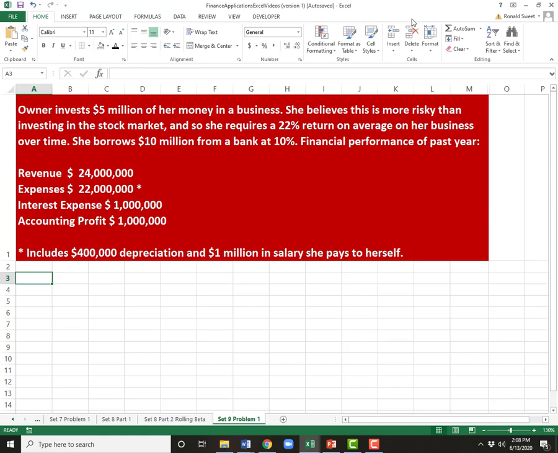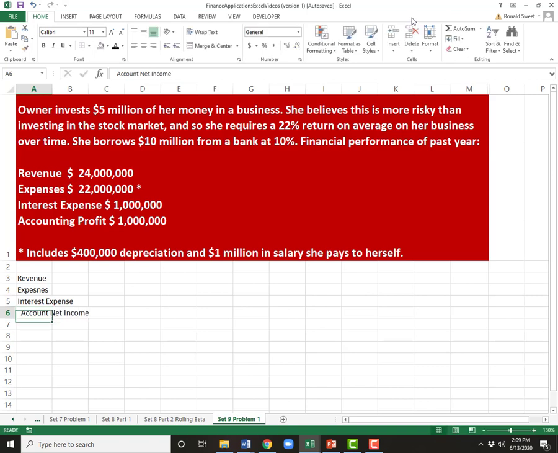So let's think about EVA. Let's set up what they've already given us. They have revenue, expenses, and then they have interest expense. You notice we're ignoring taxes, which is fine. And then we have the accounting net income.